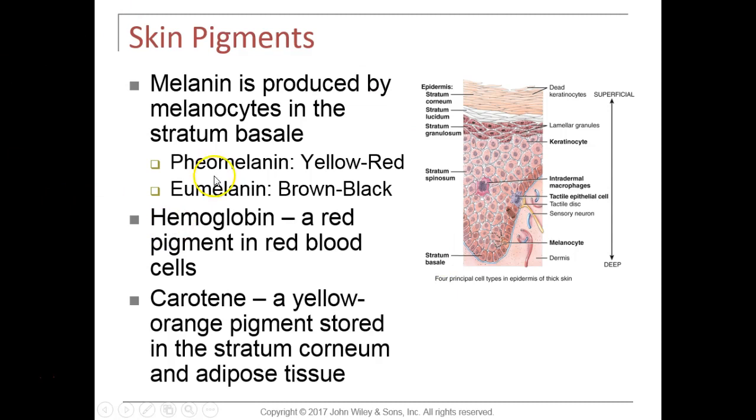There's something called pheomelanin. This is a more yellowy, reddish colored pigment that can be deposited through our skin from the melanocyte. And the more common one, which is called eumelanin. This is a brown-black pigment. These melanin pigments are deposited in our skin, in our epidermal cells up here, from the melanocytes. You see here the melanocyte with the little cytoplasmic membrane extensions.